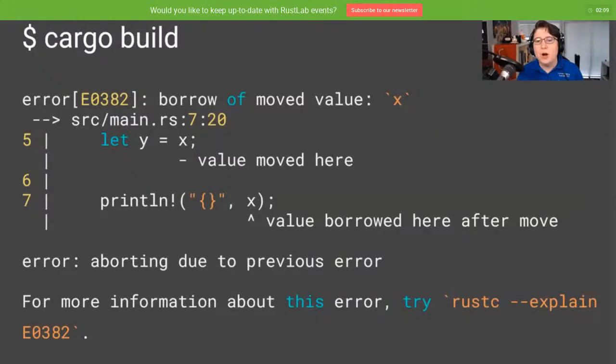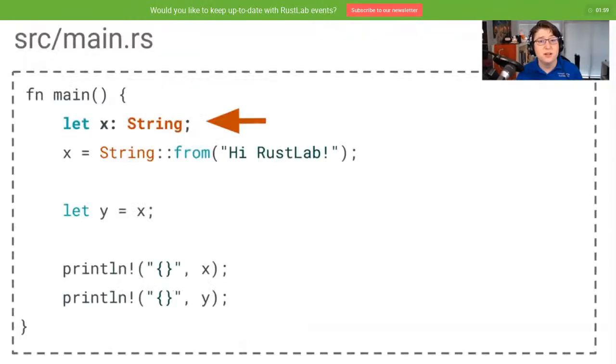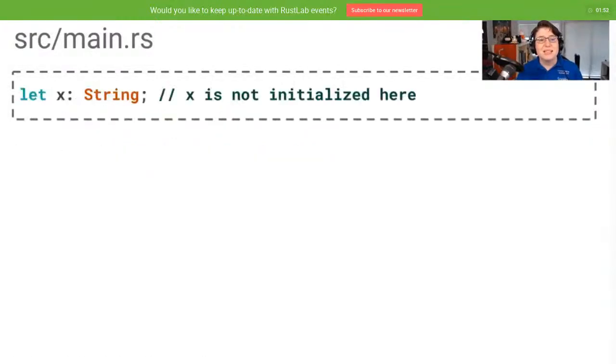Let's go through how the borrow checker identified this error. The borrow checker does several things, including tracking initializations and moves. How this plays out in our code is when we start with this first line where we declare the variable x with a type of string, x is not actually initialized yet. It won't be considered initialized until it is assigned a value.